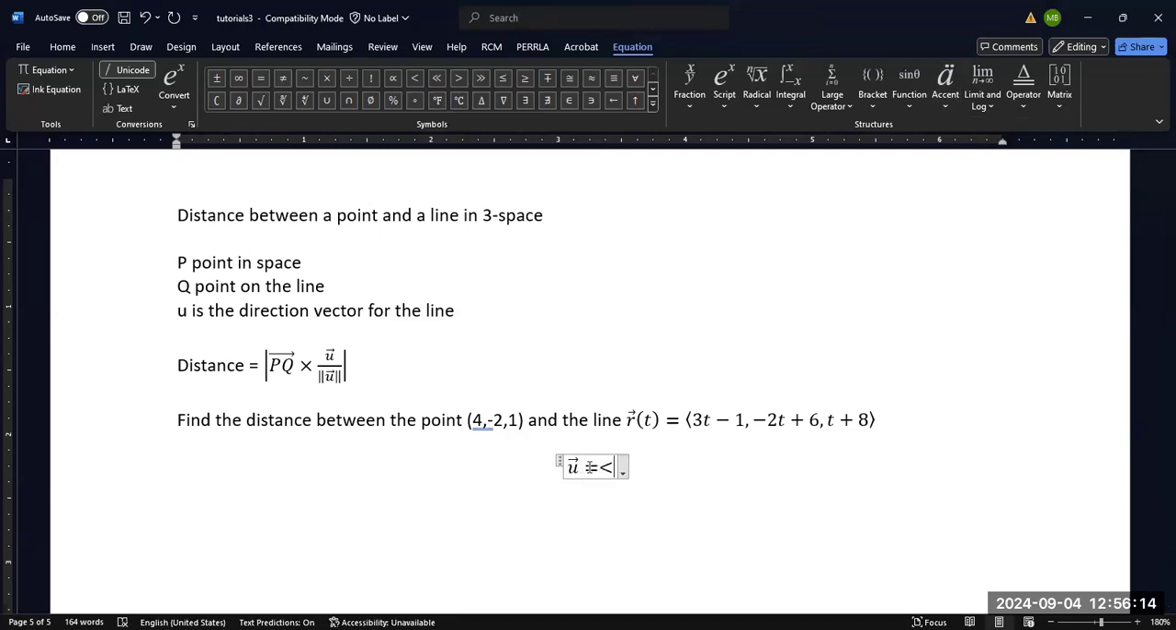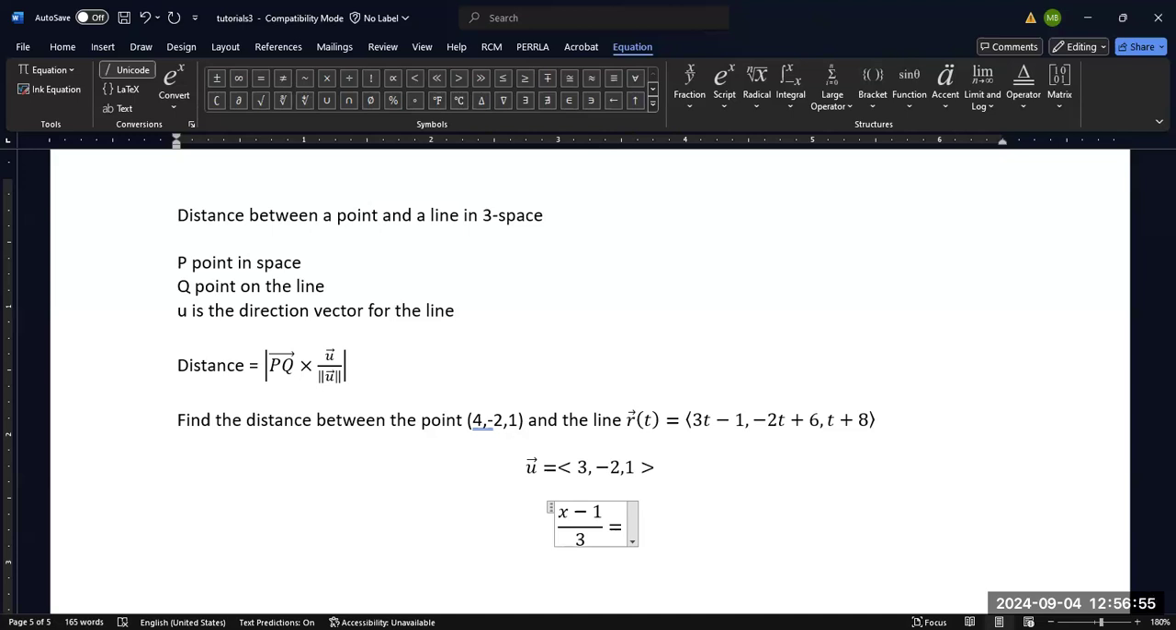Our direction vector U is going to be, if it's in the parametric form or in vector valued function form, you're essentially just going to pull the coefficients off of the t's. So this will be 3, -2, and 1. 3, -2, and 1.